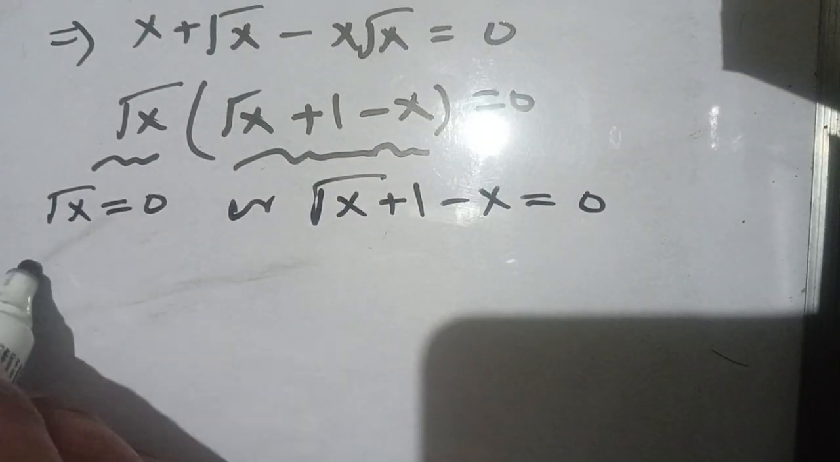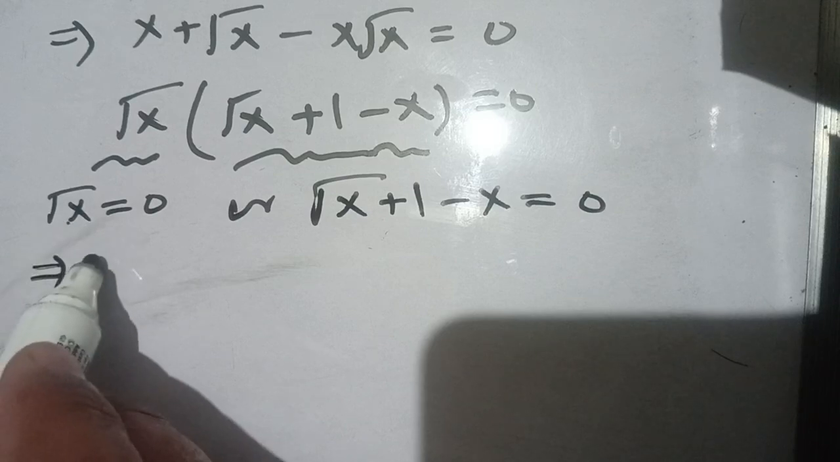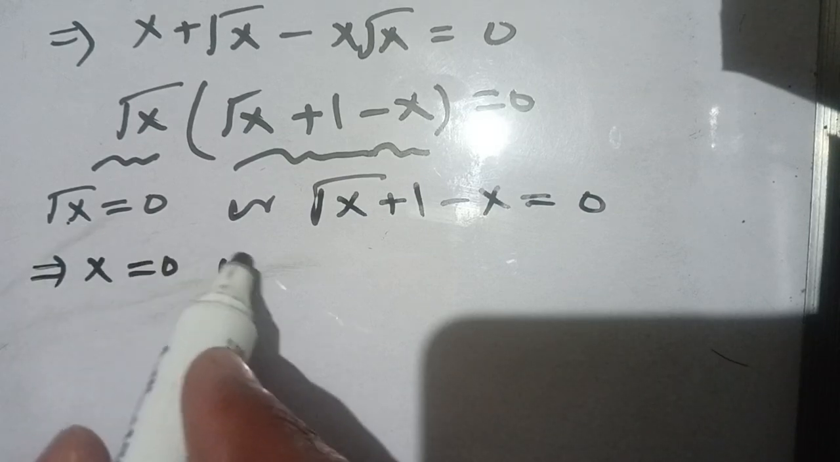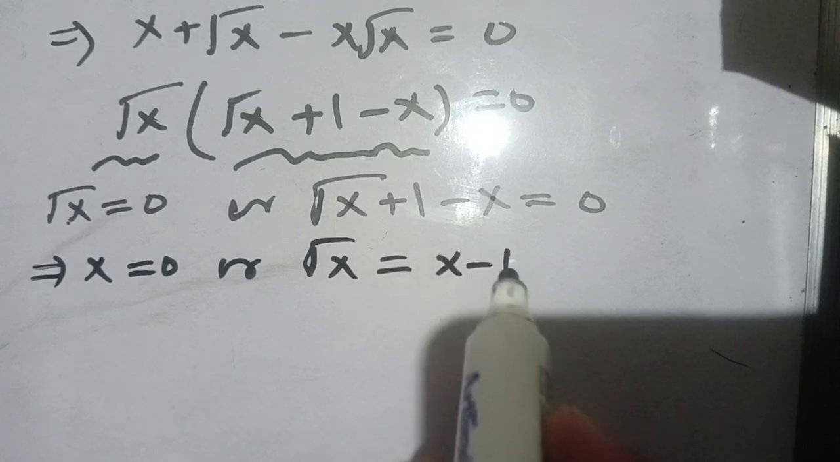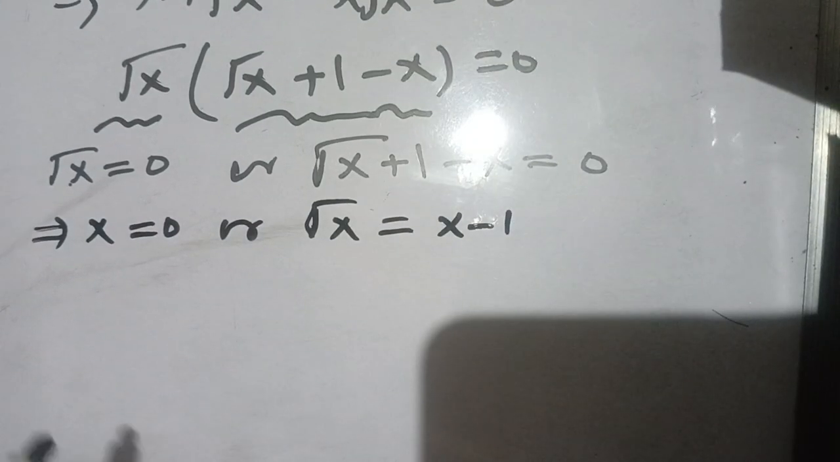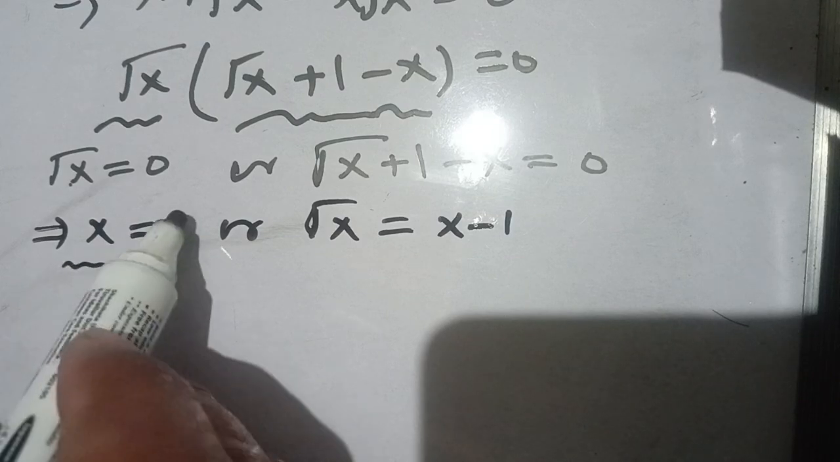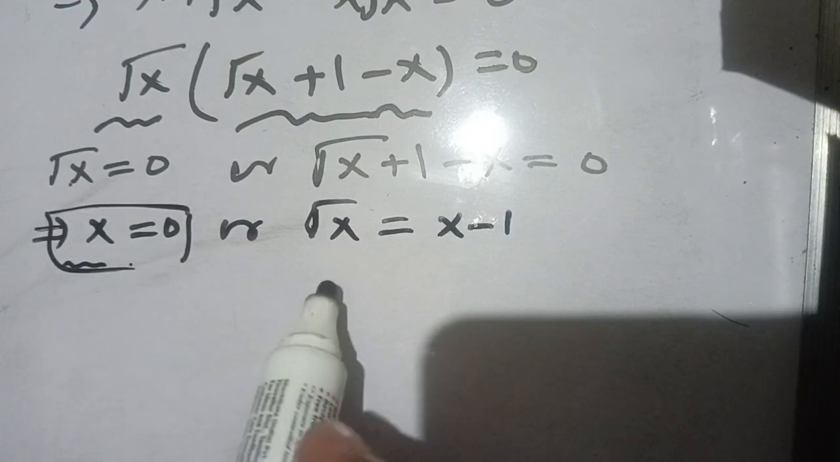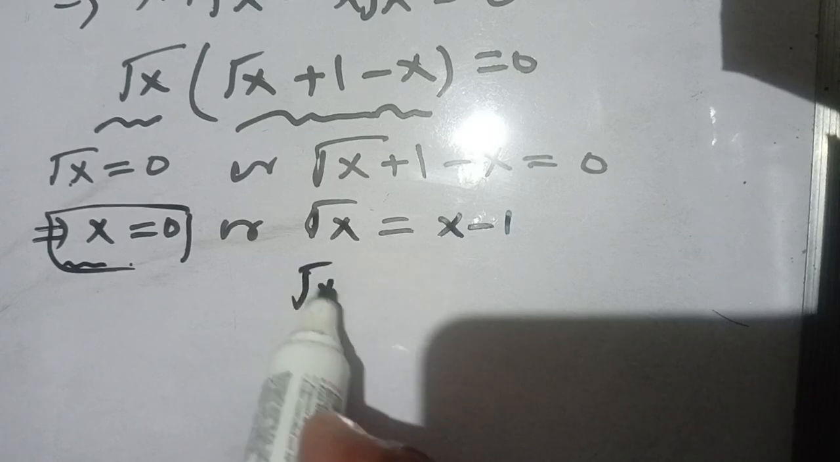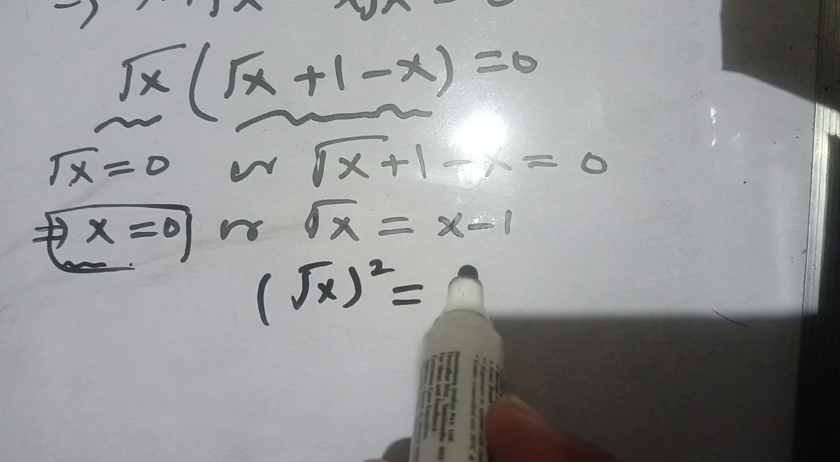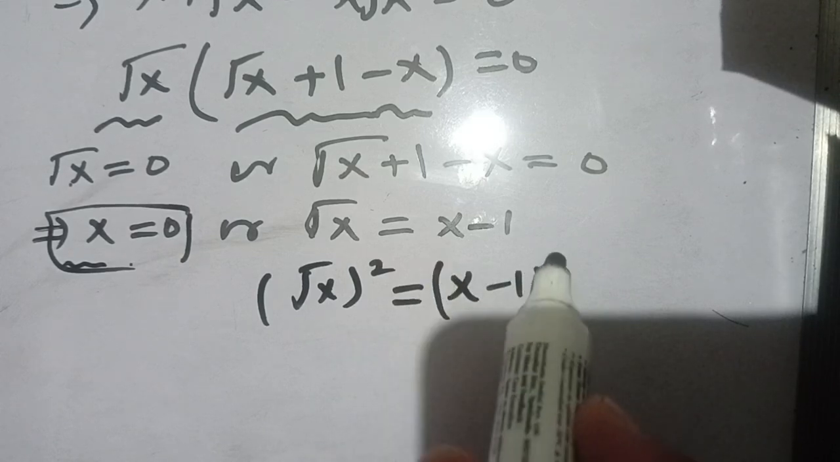Now here we get x is equal to 0, or square root of x is equal to x minus 1. Now here we get x is equal to 0. Now from this term, on squaring both sides, we get square root of x whole square is equal to x minus 1 whole square.